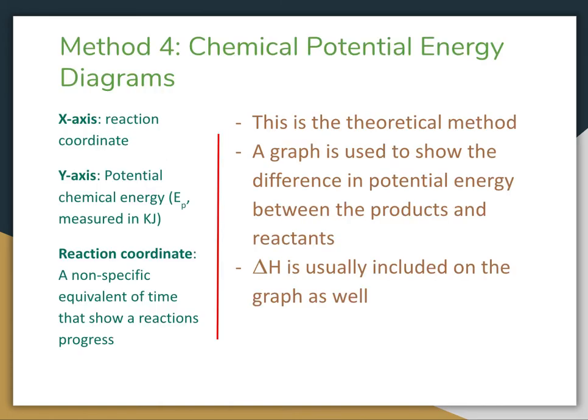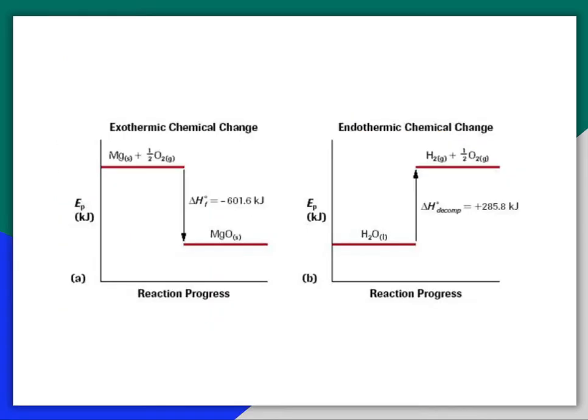Our final method of expressing enthalpy is our theoretical way of explaining it. This is a chemical energy diagram. Now, chemical energy diagrams can be quantitative. They can be empirical. However, what we're more focused on with these diagrams is really understanding what's going on. And the reason that we're focused on that is because this helps us to visualize what's going on.